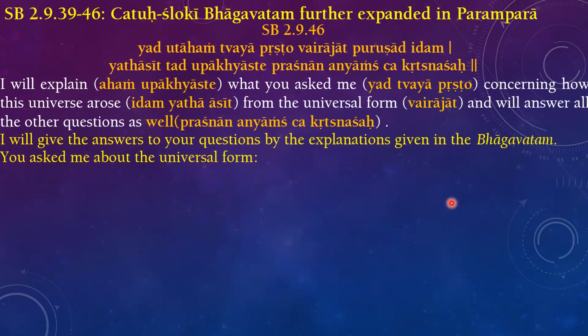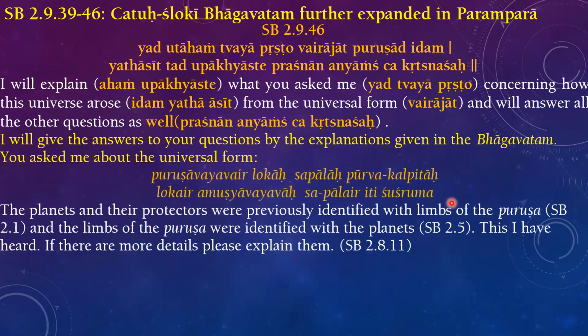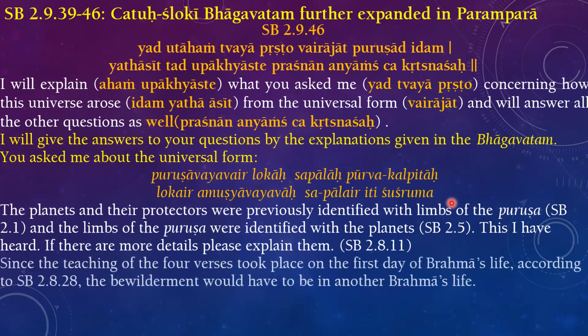You have asked me about the universal form, which Parikshit Maharaj asked in the 11th verse of the 8th chapter. The planets and other protectors were previously identified with the limbs of the Purusha in 2.1, and the limbs of the Purusha were identified with the planets in 2.5. This I have heard. If there are more details, please explain. Since the teaching of the 4 verses took place on the first day of Brahma's life, according to 2.8.28, the bewilderment would have to be in another Brahma's life.